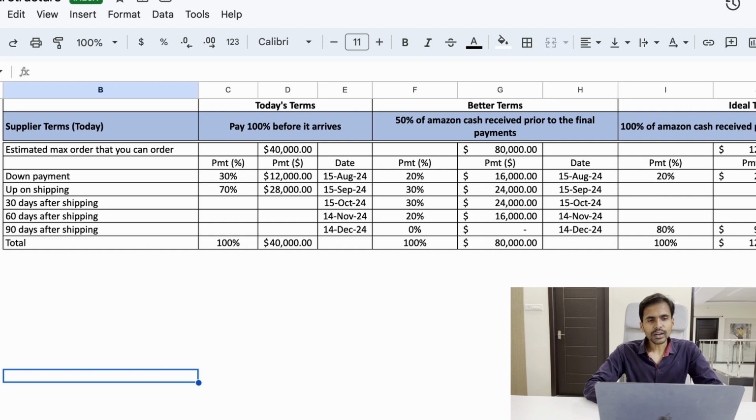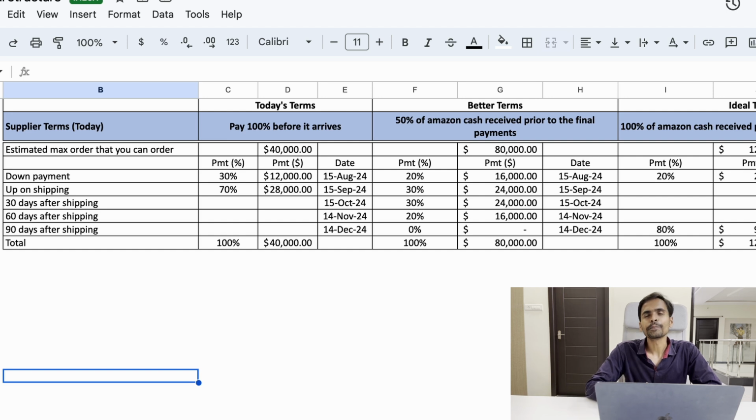Alright, broadly when you look into this screen, here we are specifically talking about the supplier payment terms. It is very normal for us to start with 30-70 payment terms, as in before production you're going to pay a 30% deposit, and then once the production is completed and your goods are ready for shipment, you're going to pay the remaining 70% of the money, isn't it?